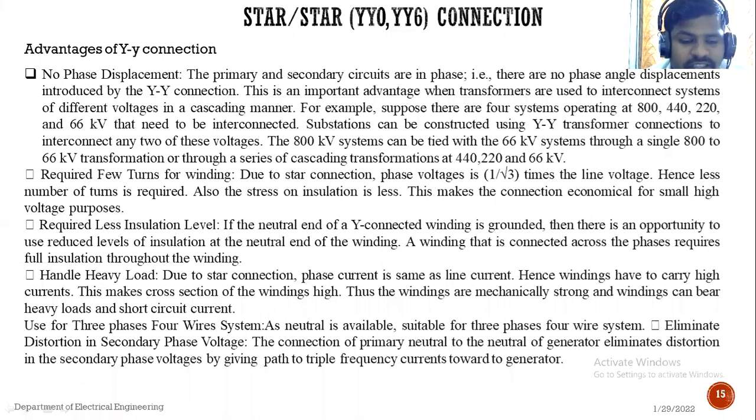This is the most important advantage when transformers are used to interconnect systems of different voltages. See, where it is important, when the transformers are connected in star star, ज्यावेळेस आपण ट्रान्सफॉर्मर स्टार स्टार मध्ये कनेक्ट करतोय. At that situation the important advantage is when the transformers are used to interconnect the system of different voltages in cascade manner. जर आपल्याला different voltages चे ट्रान्सफॉर्मर cascade manner, what is meant by cascade connection?